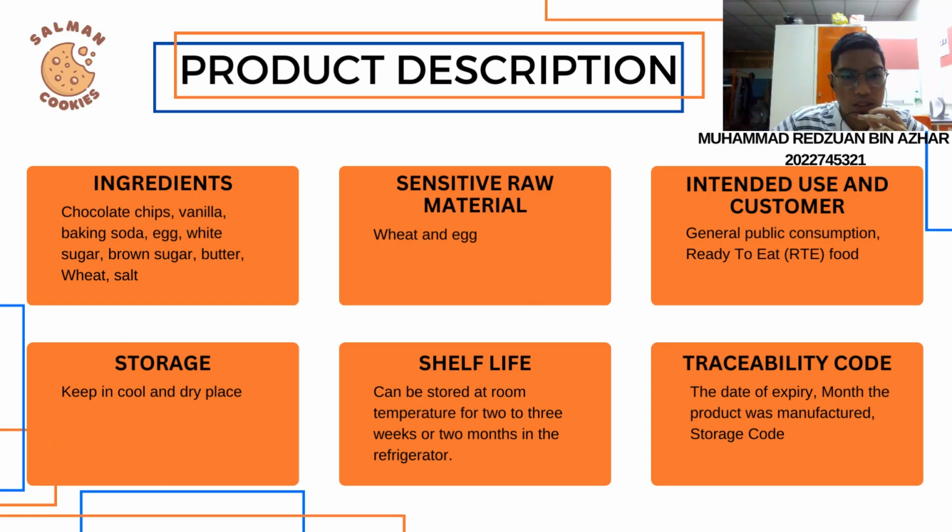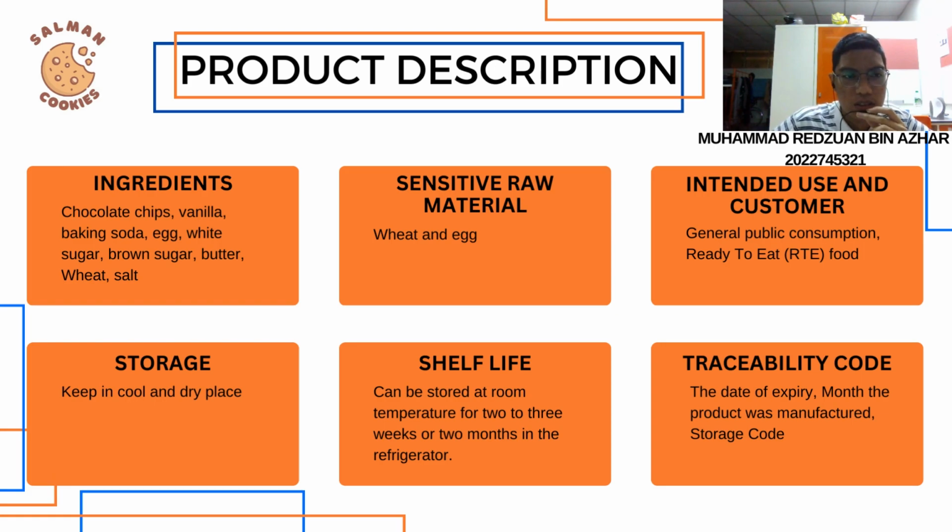I am going to talk about the product description for our company, Salman Cookies Enterprise. Our product is called chocolate chip cookies. For the ingredients, we have chocolate chips, vanilla, baking soda, egg, white sugar, brown sugar, butter, wheat, and salt. Next are the sensitive raw materials.